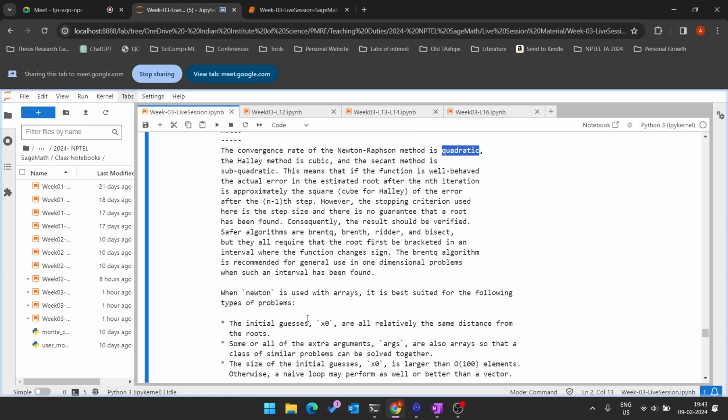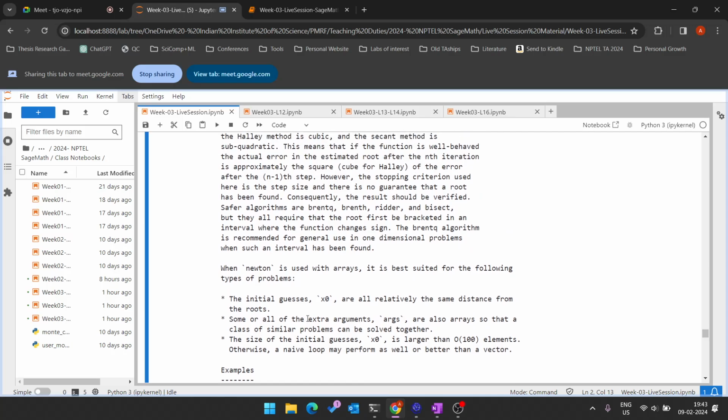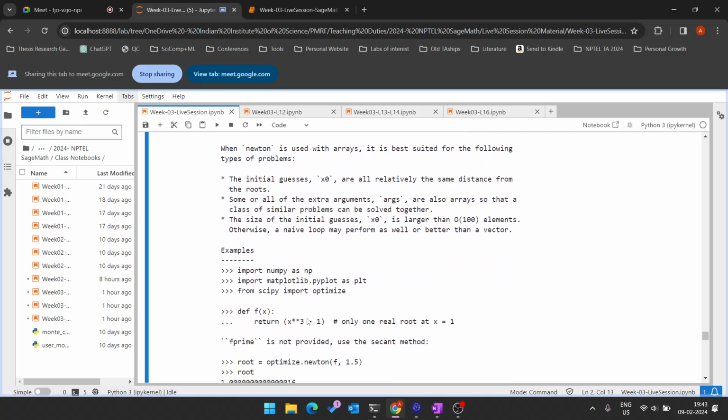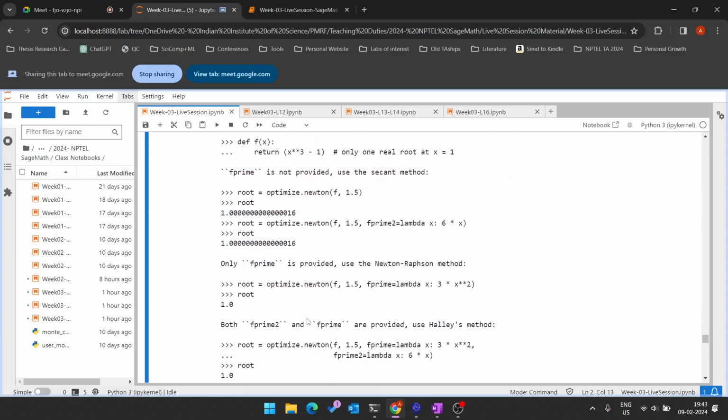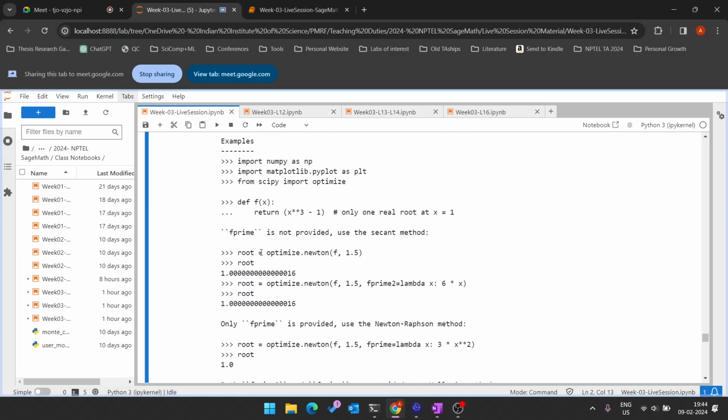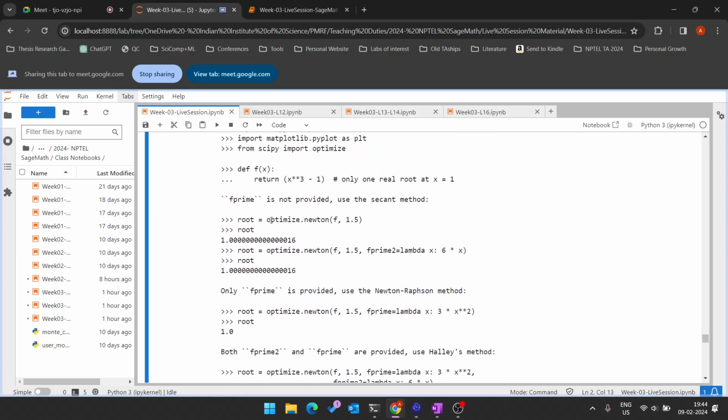Okay, but it suffers from a problem where if the initial guess is, say, too far away from the root, then you may not get a solution at all. So a very large number of iterations might be done, and you still may not get it. And how do we use it?